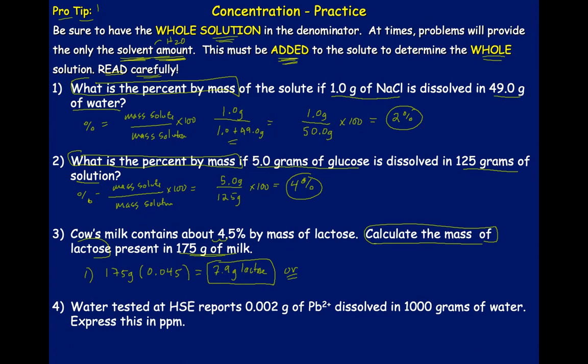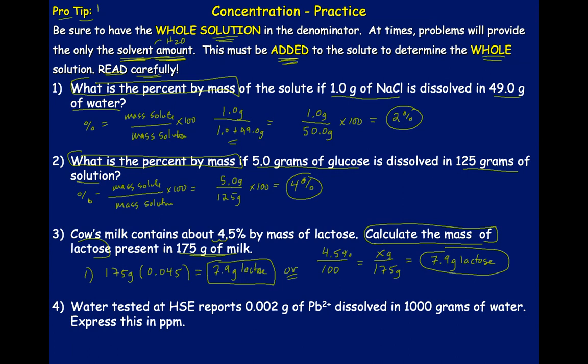Or what you can do is a clever way to do this. Say, okay, what does 4.5% mean? It means 4.5 over 100, right? It means 4.5 things out of 100 things. Well, what is the mass of glucose out of 175 things? Set up that proportion, and guess what you get? 7.9 grams of lactose if you were to cross multiply. So we're looking good. Good shot.